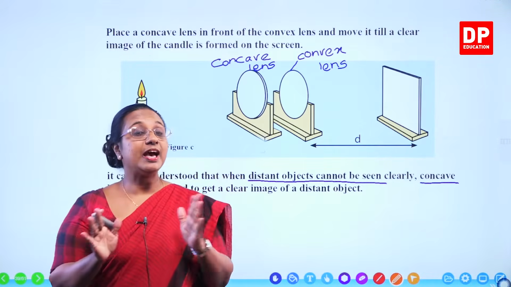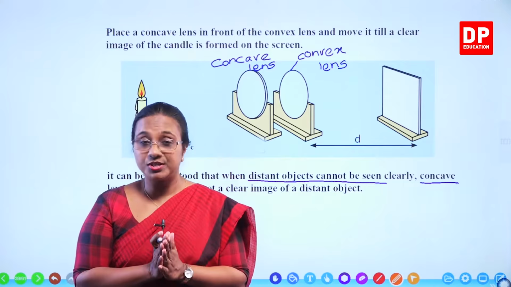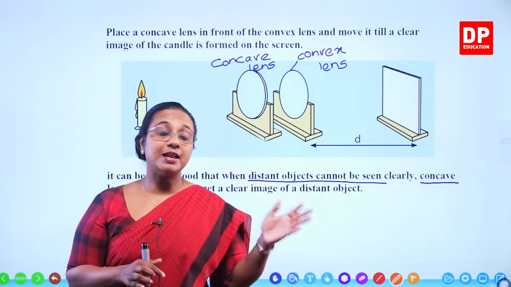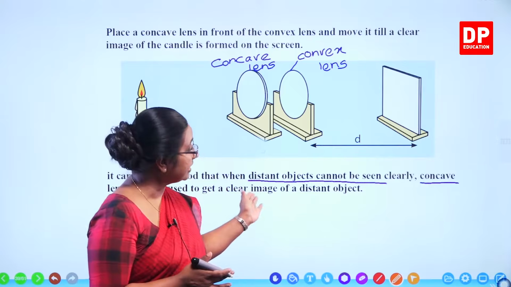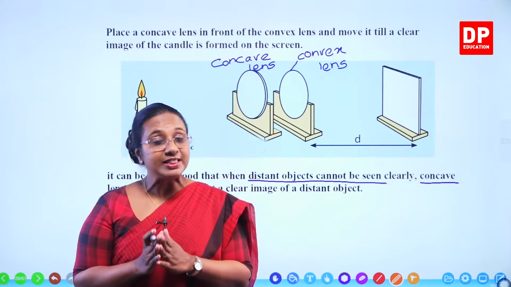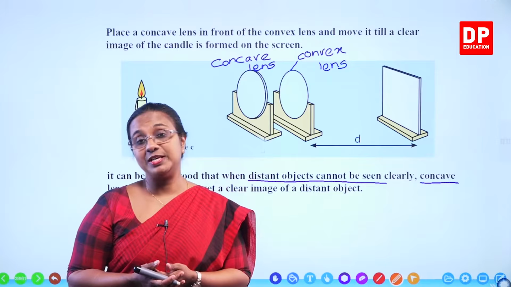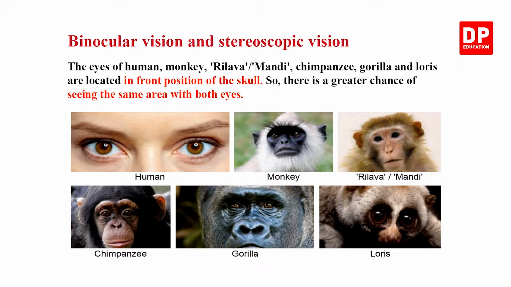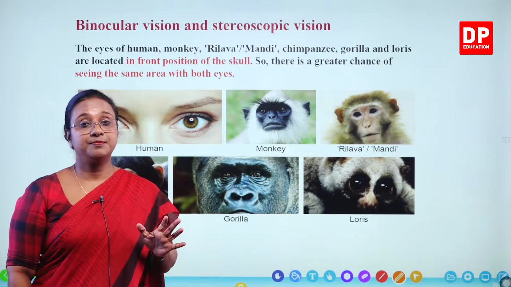So far we have discussed the two defects of the eye, that is long sight and short sight. And with the activities, you all were able to understand how long sight can be corrected using a convex lens and how short sight, that is this, can be corrected using a concave lens. So with that, now I am going to move on to a new topic, that is binocular vision and stereoscopic vision.